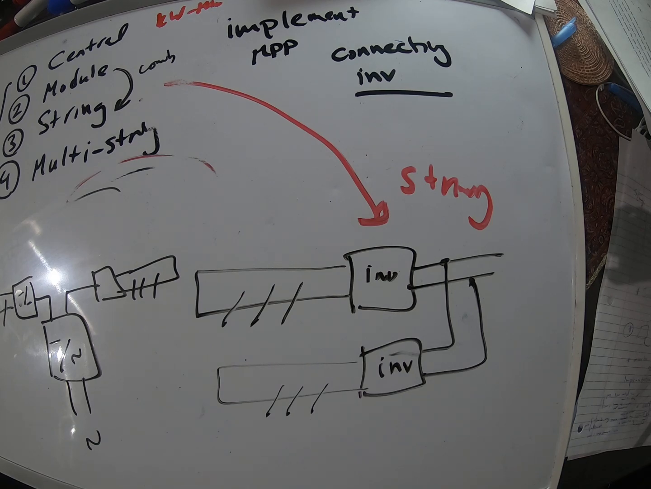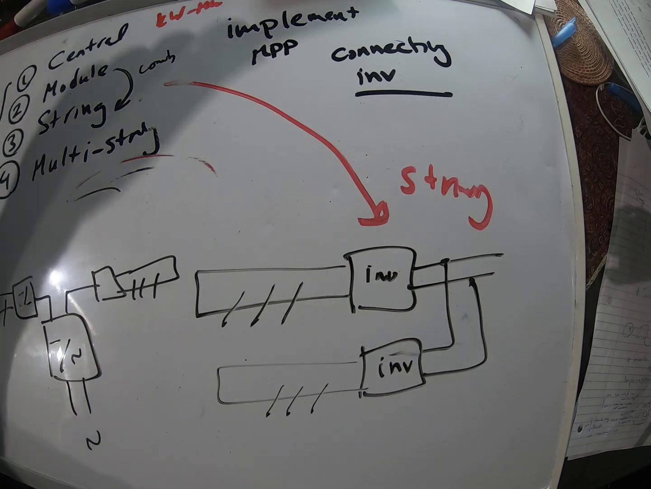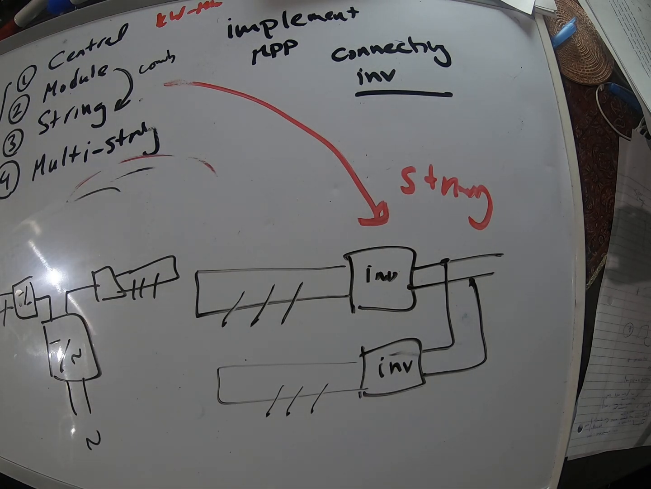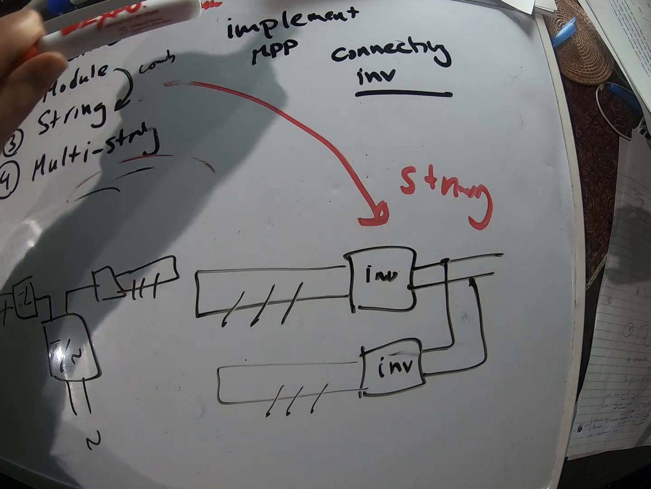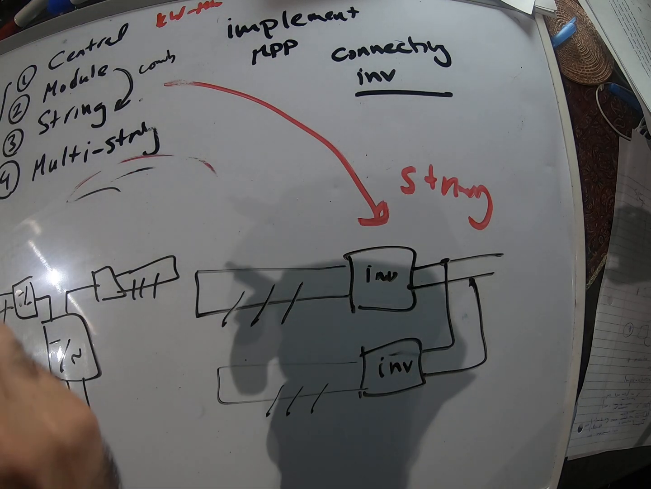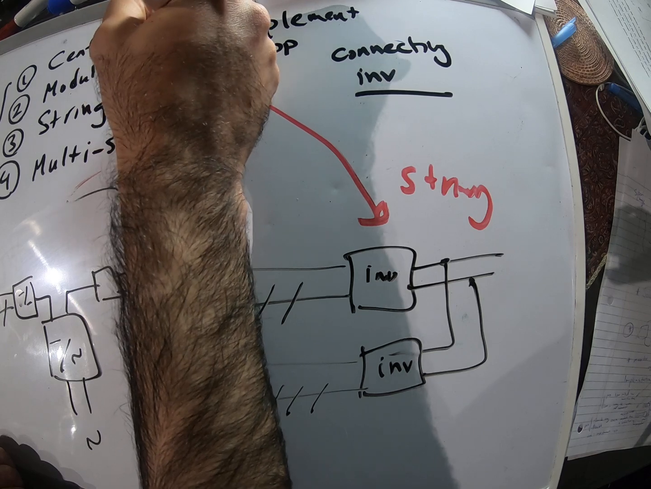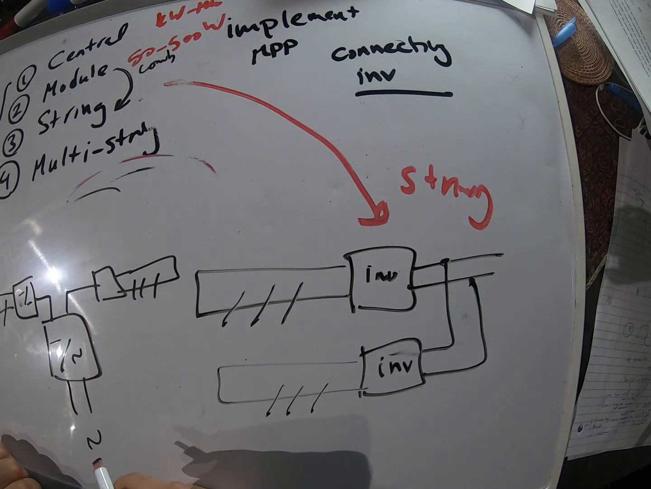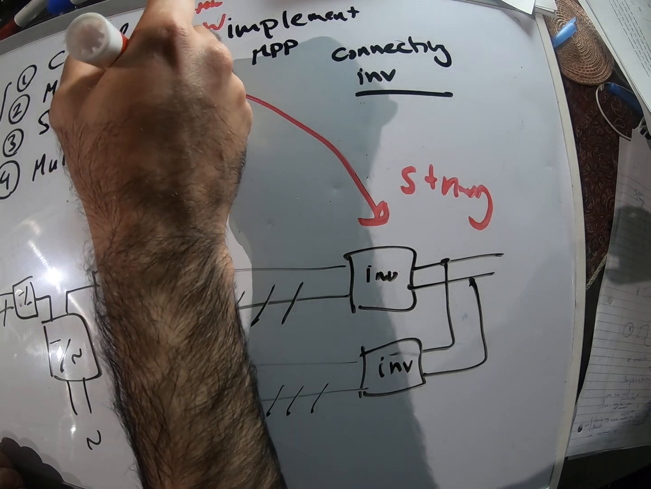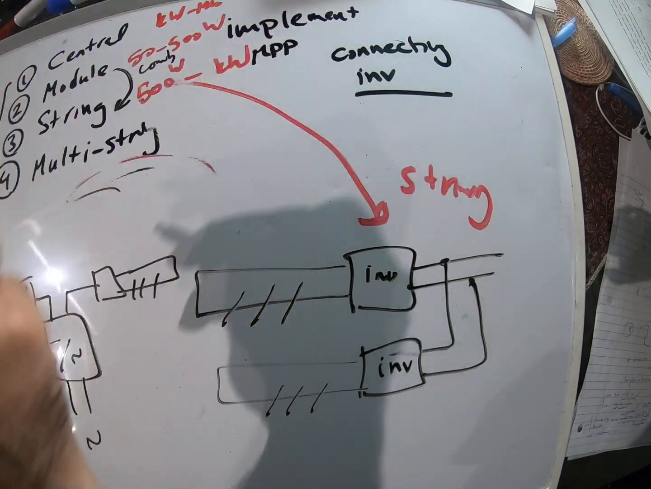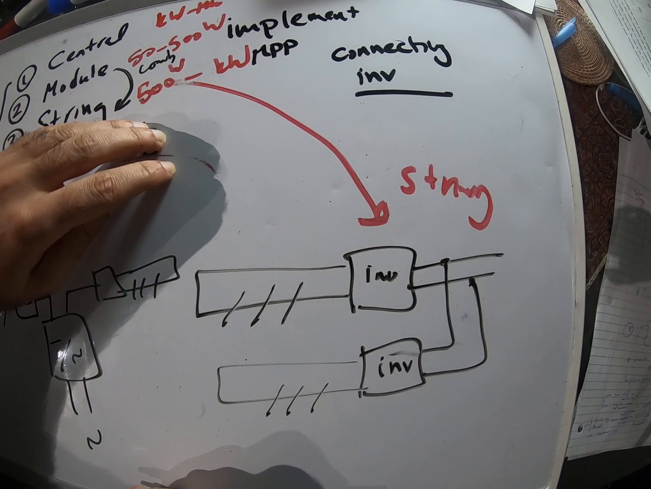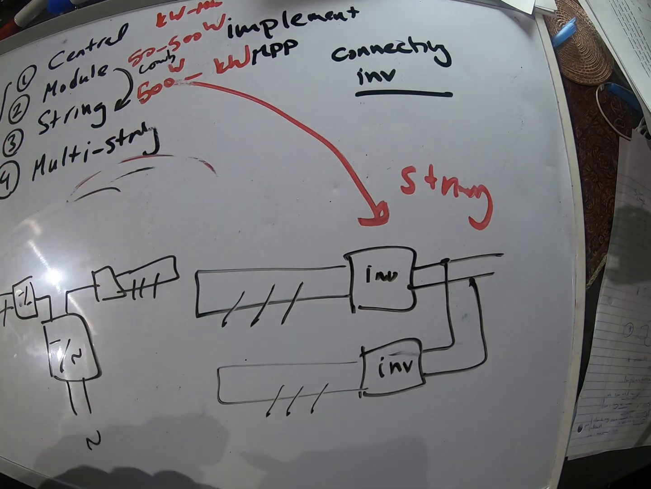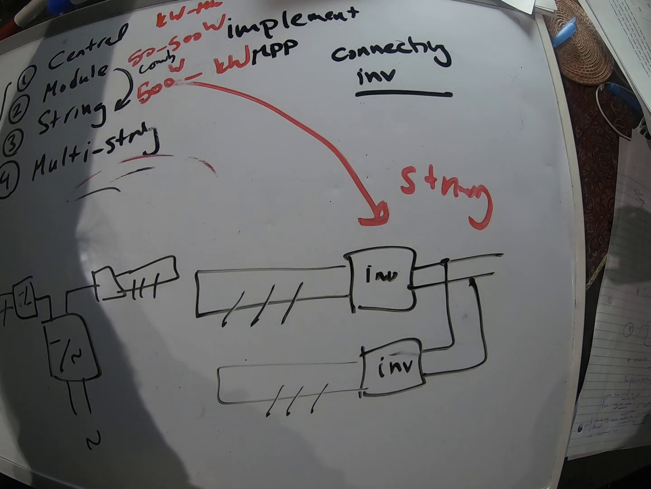Usually the power ranges in which we implement these are like this. As I mentioned, the central one is in the kilowatt or megawatt range. This one is between 50 and 500 watts, and the next one is between 500 watts and the kilowatt range, 1 kilowatt for example, and this one is going to be in the kilowatt range. Okay, that's what I wanted to mention about the different configurations that we have.